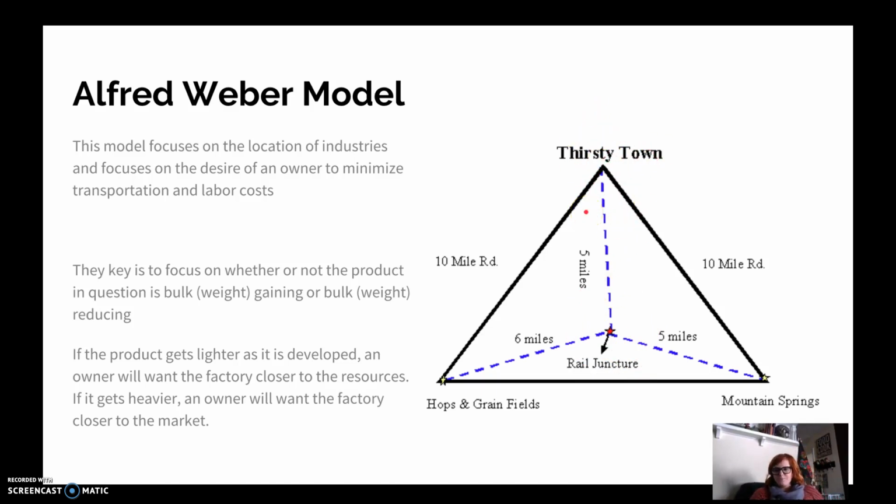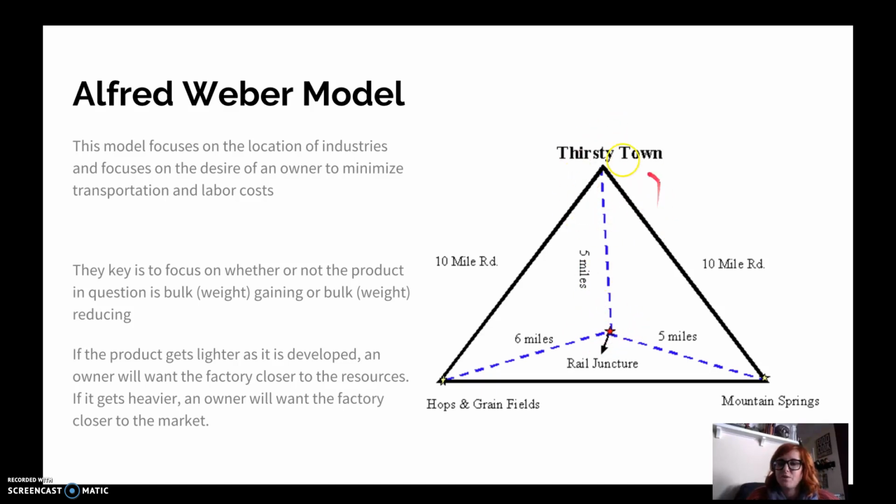So you have to figure out where on the triangle you would put this product, okay? We know that it's bulk gaining, so we don't want to put it near our resources. If it was bulk reducing, we would want to do that. So you're going to want to put it closer to the town up here somewhere, okay? I don't know why the stars are here. This is a different version than I've seen. Or you would want it really close to your transportation, right? So that could make sense too.